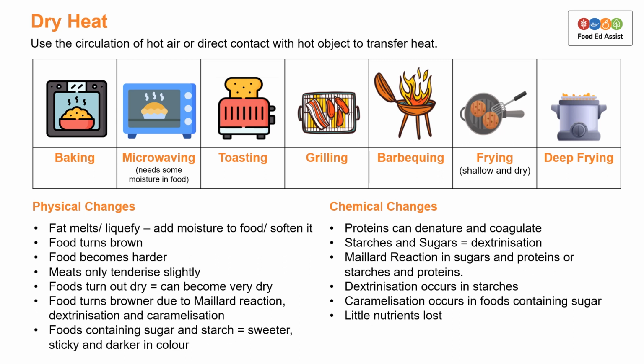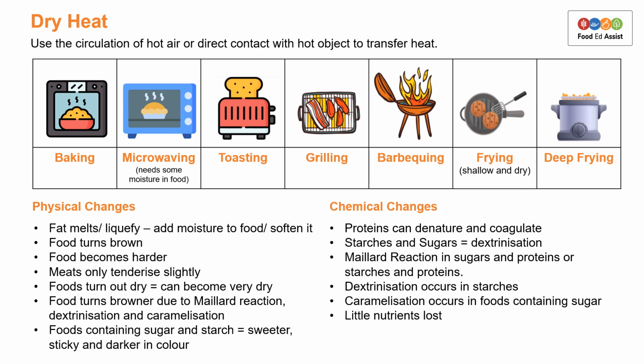So some physical changes occur when we use dry heat. The fat melts and liquefies again, and that can actually help to make food moist and soften. Food turns brown. Food becomes harder. The meats can only tenderize slightly with dry heat. They're more likely to tenderize with moist heat.